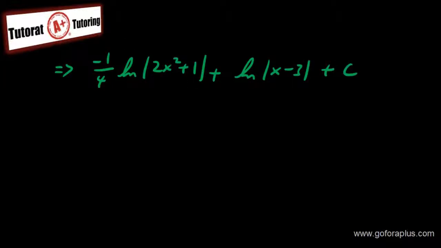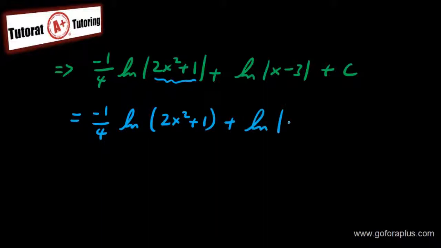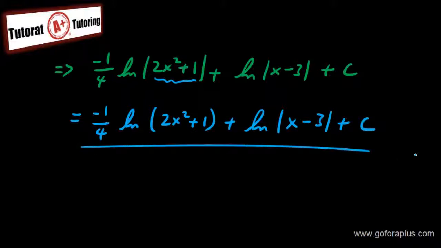And some teachers are picky, so you cannot leave absolute value here because you know that this function is always positive. So my answer is going to be minus 1 over 4 ln of (2x squared plus 1) plus ln of the absolute value of x minus 3 plus c. And this is my final answer.